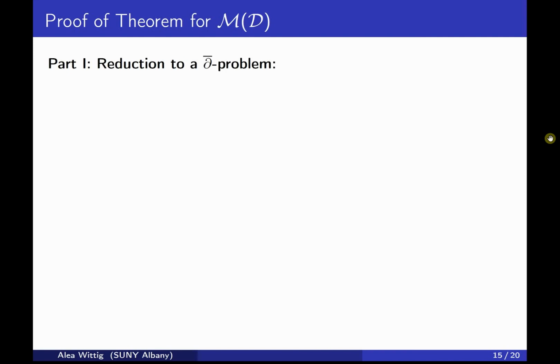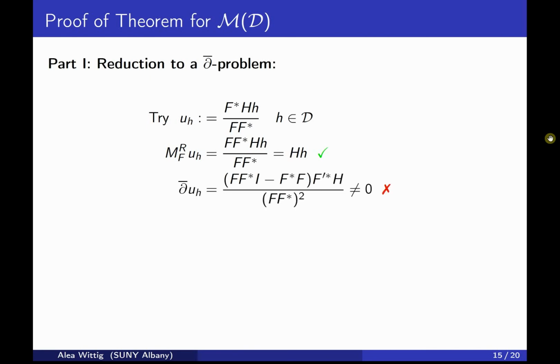So first we have a reduction to a d-bar problem, and we try this initial guess UH for little h in the Dirichlet space, and see easily that row multiplication by F gives us h. And of course, as we might have expected, d-bar is not equal to 0, otherwise that would have been too easy.